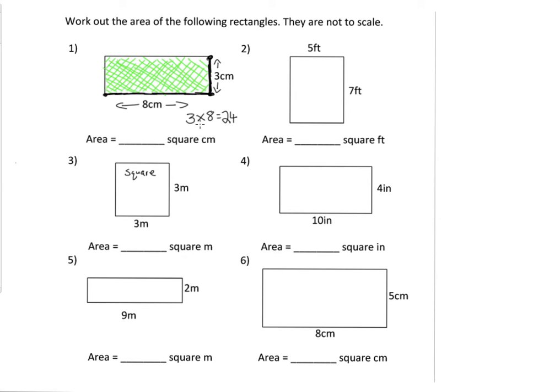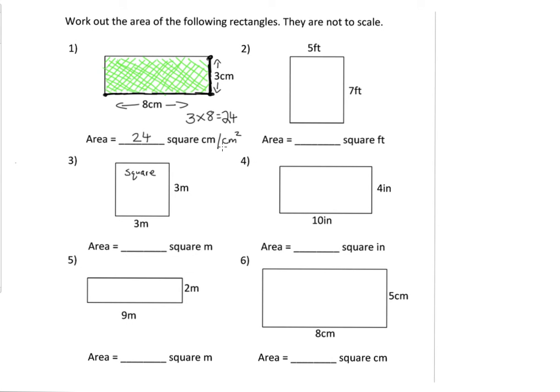Now, 24 what? In area, we say it's 24 square centimeters, or 24 centimeters squared. With perimeter, we just say regular centimeters, because we're finding out the length of the outside. But with area, we're figuring out centimeters squared.